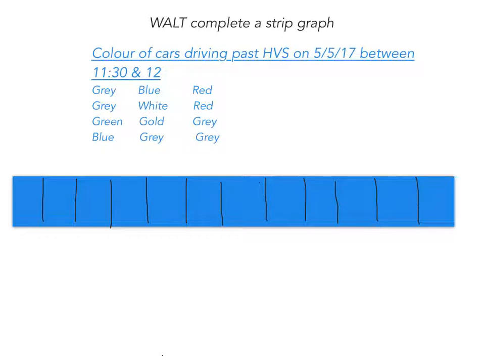So I've collected some data about the colour of cars driving past Heathcote Valley School on this particular date. I've collected 12 pieces of data. I'm going to start displaying that data on this blue strip.